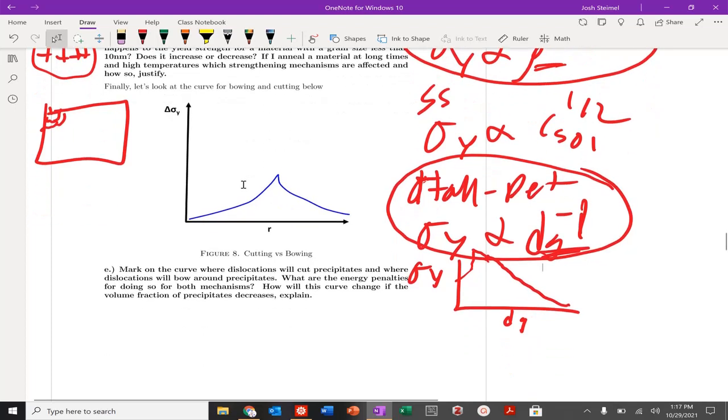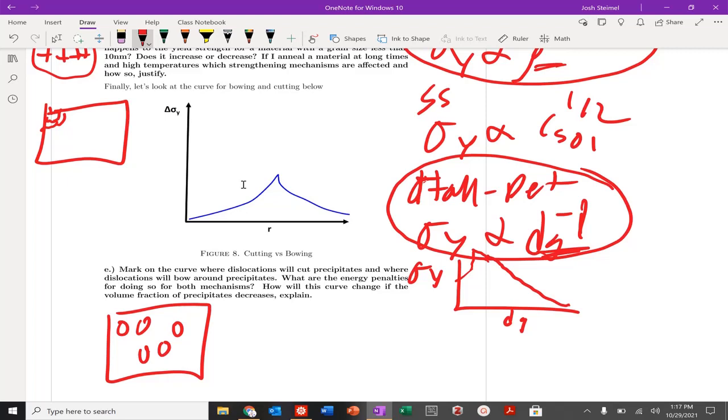Finally, looking at the cutting and bowing below. So again, for this system, I have these precipitate particles with different radii. So I know I have 2 different energy penalties and mechanisms. As my dislocation line interacts and moves through these, it could either cut the particle in half, which creates surface area, or it may be forced to bow around it. So I don't want to cut large particle sizes.